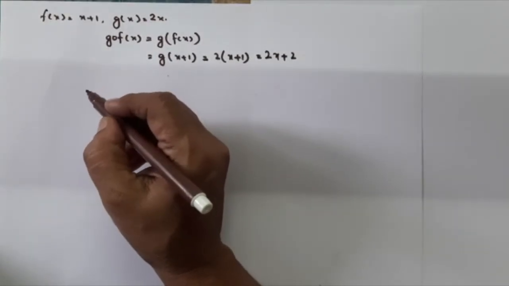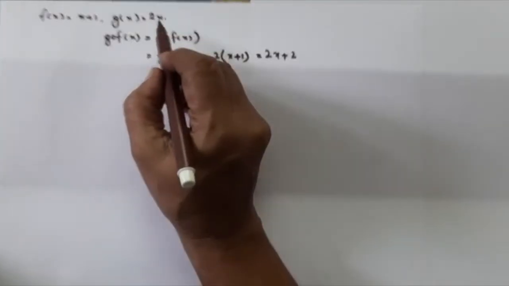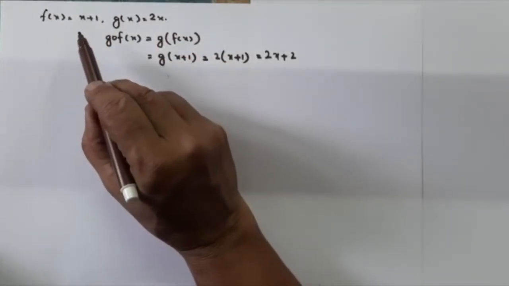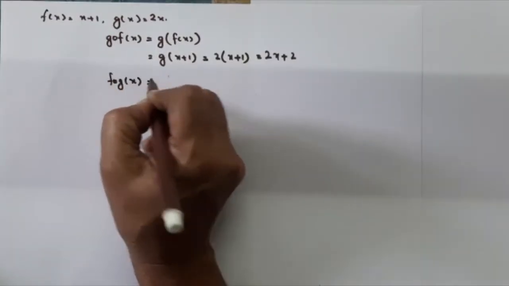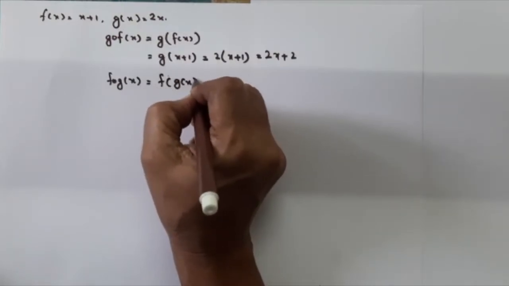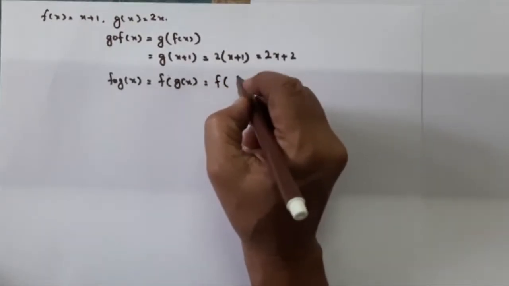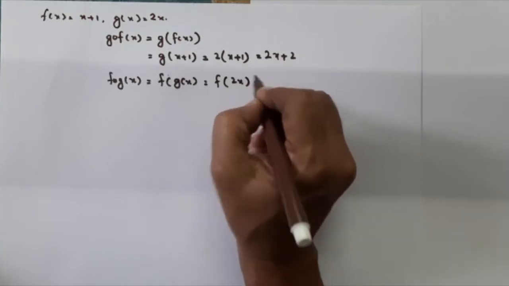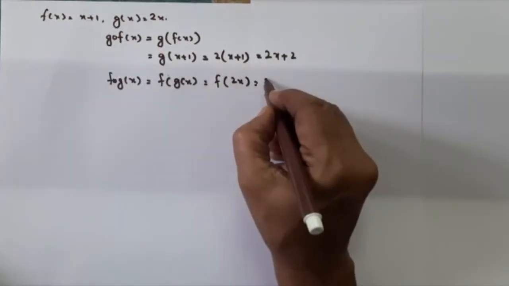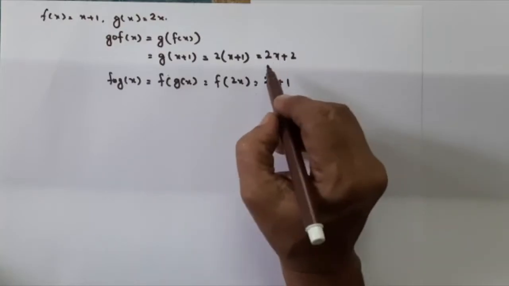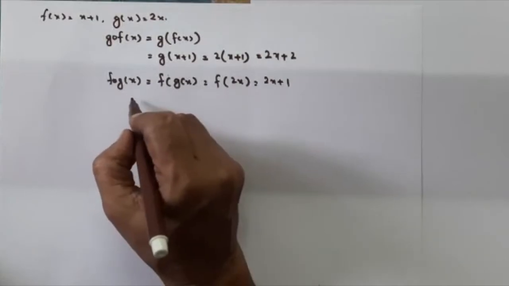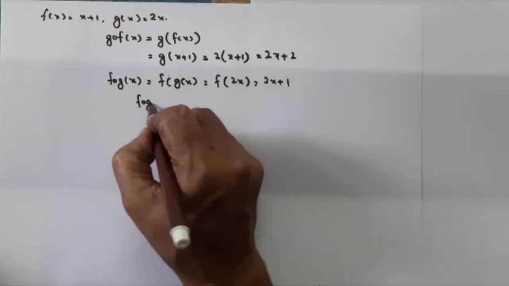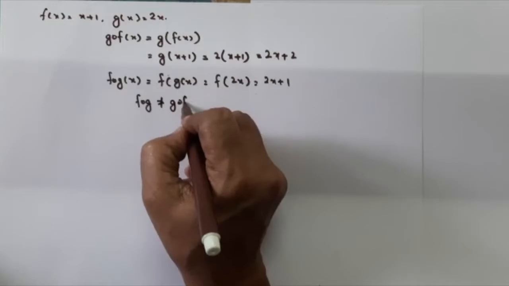Can you find out f dot g? What about this? The range of g, which is the set of real numbers, is the same as the domain of f. And so, f dot g is also meaningful. What is f dot g of x? Equal to f of g of x equal to f of 2x. What is f of x? It is x plus 1. f of 2x is 2x plus 1. You see this? G dot f of x is 2x plus 2 and f dot g of x is equal to 2x plus 1. Both are unequal. F dot g is not equal to g dot f.